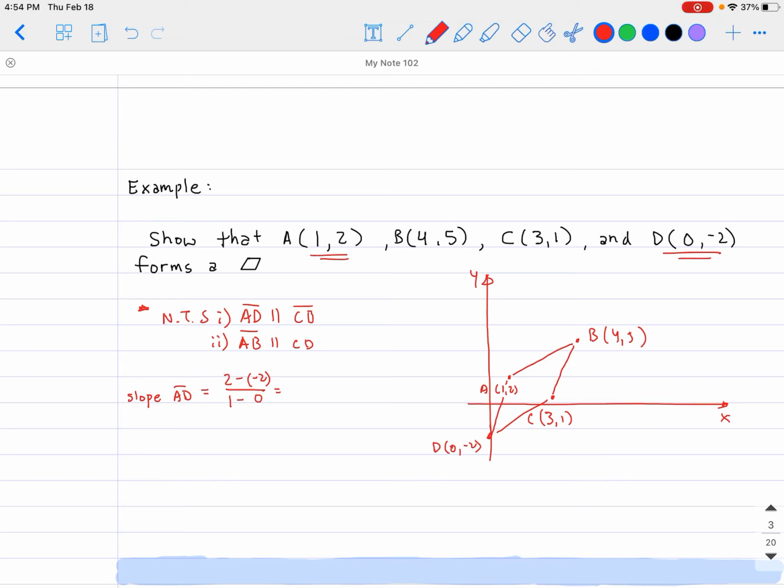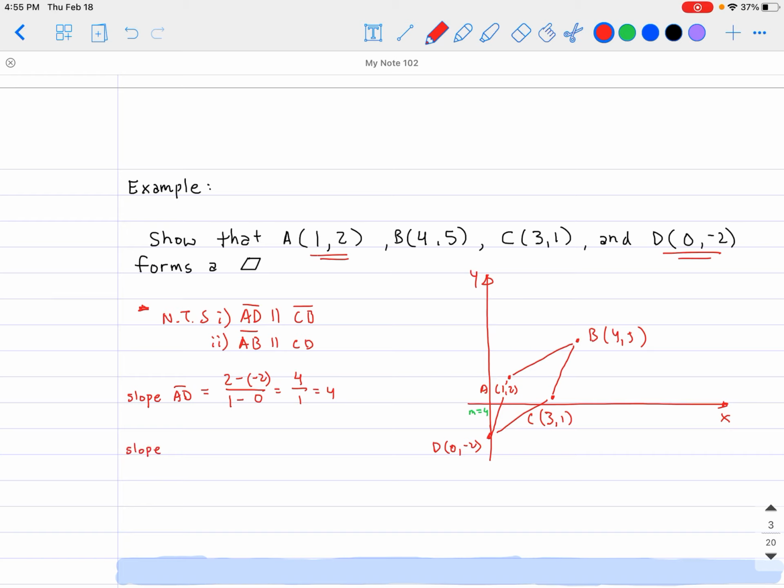So that means your slope in this case for AD is going to be equal to 4 divided by 1, which is equal to 4. So AD right here has a slope of 4, which is verified because you can see that it's positive and it's increasing. Now, what I'm going to do is the same thing for the opposite side.